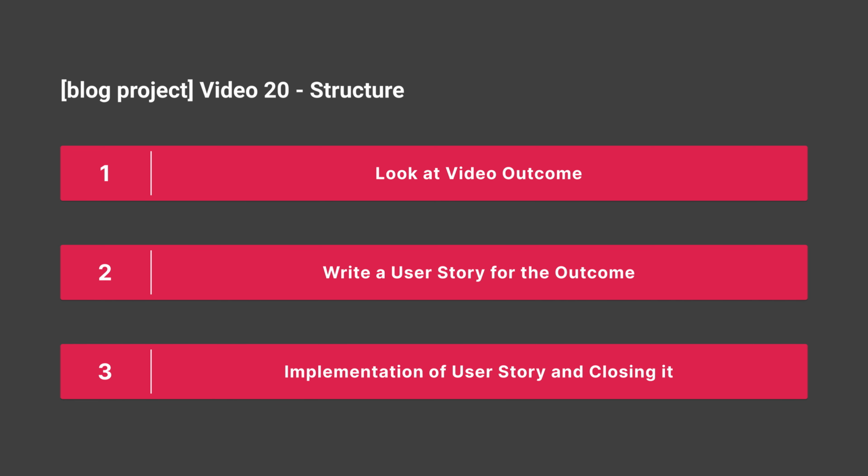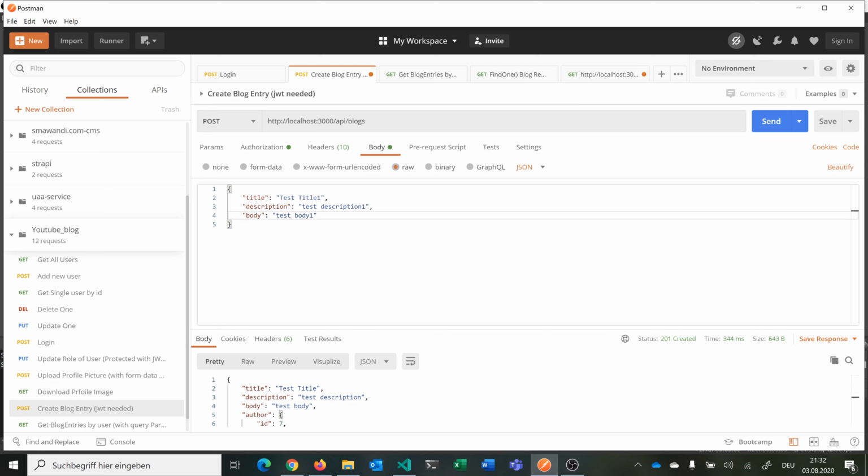The structure here is, as always, we first look at our video outcome, then we look at the user story, then we implement the story and then we close it. Let's have a quick look at the outcome of this video.